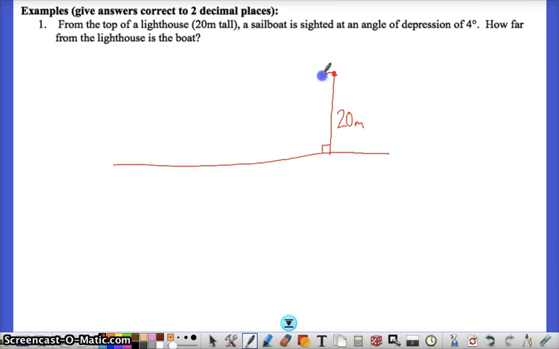Someone's looking down at a sailboat. So the boat's over here. The eyeball is right here. The angle of depression is 4 degrees. So someone standing here has to look down versus what they would be looking at if they were looking horizontal. So let's draw a horizontal. If this person is staring straight off in the distance horizontally, which seems like a dumb thing to do at the top of a lighthouse, they have to tilt their eyes downward 4 degrees to see this boat here.